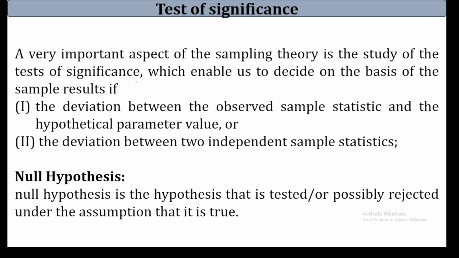A very important aspect of sampling theory is the study of the test of significance, which enables us to decide on the basis of sample results the deviation between the observed sample statistic and the hypothetical parameter, and the deviation between two independent sample statistics. The null hypothesis is the hypothesis that is tested and possibly rejected, under the assumption that it is true from the very start.